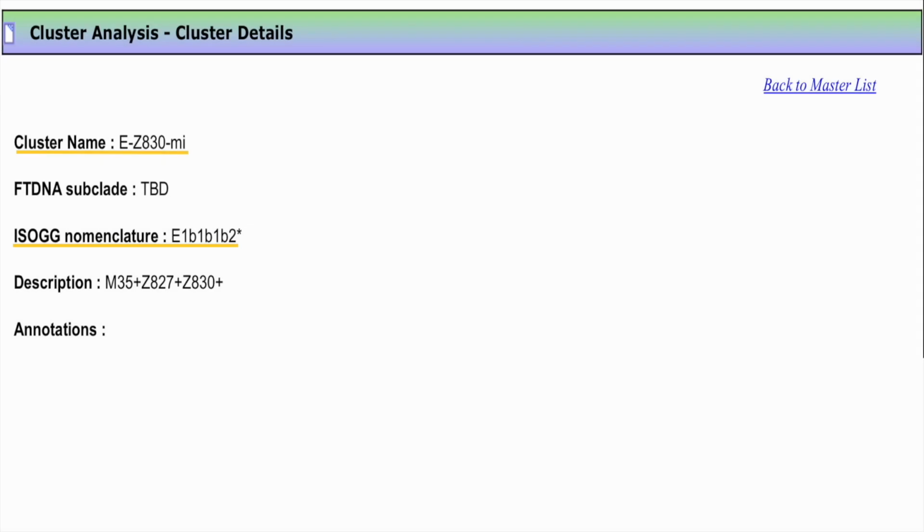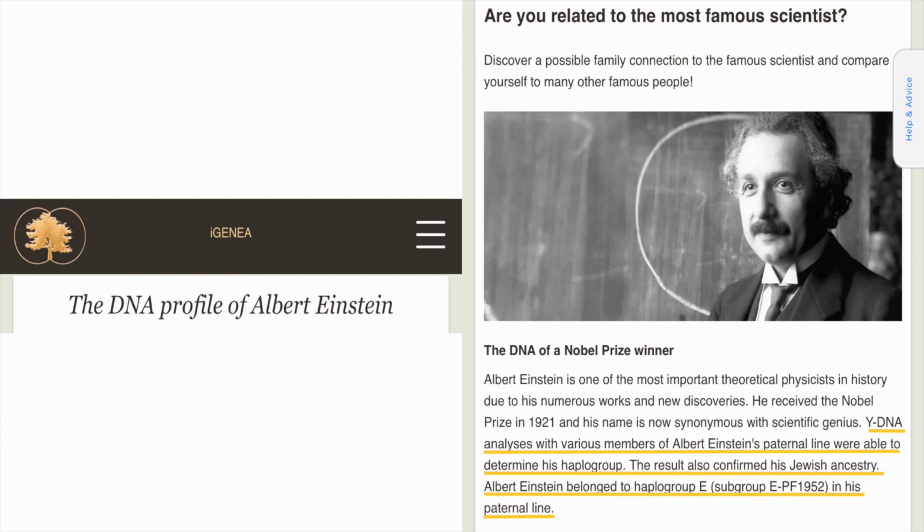Cluster name: E-Z830, ISOGG nomenclature E1B1B1B2. What's interesting about this subclade of haplogroup E is that famous Jews such as Albert Einstein carried it.